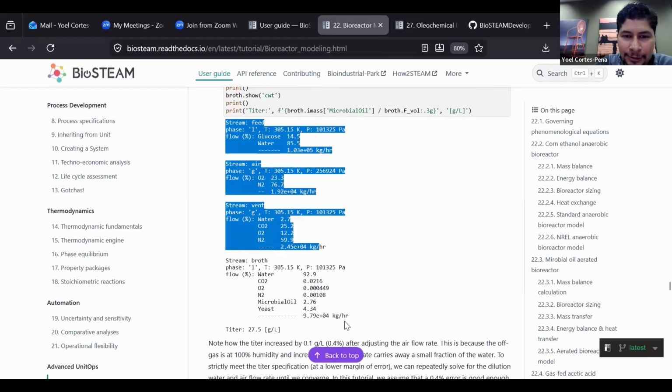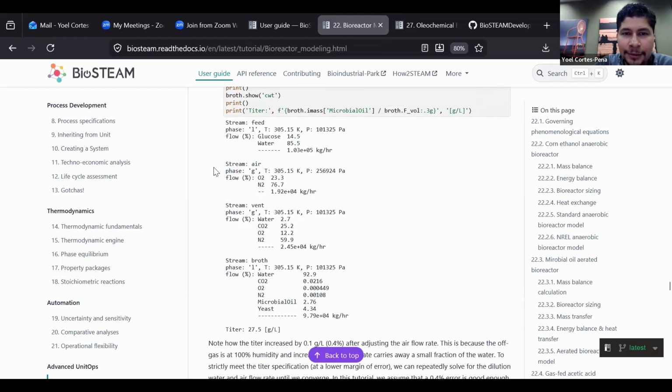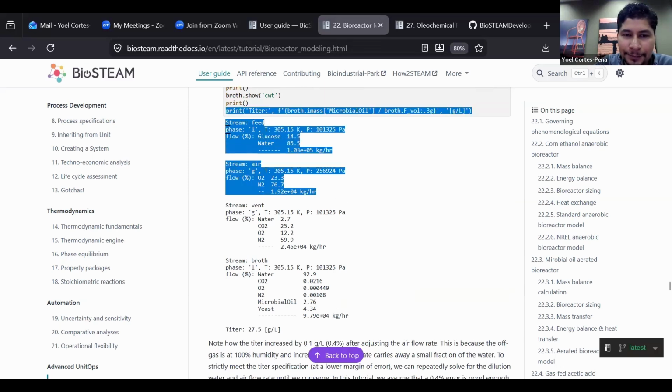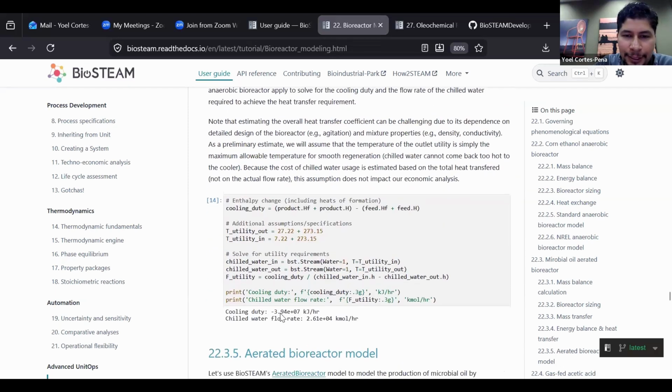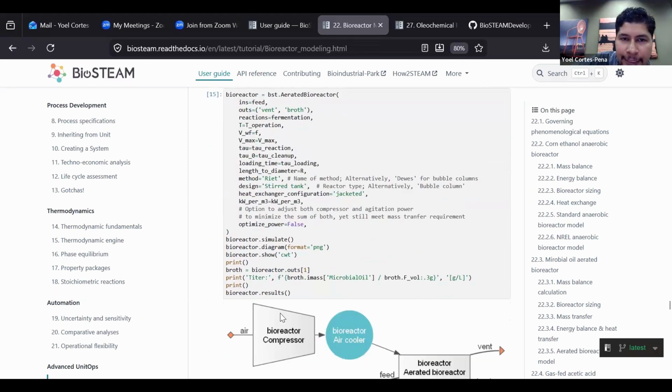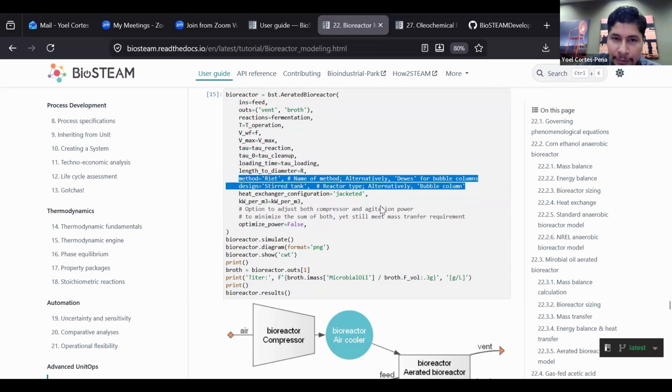And these are the results that we get for the vent and the broth, and these are our feeds that we require to meet the specific titer. So we achieve the correct titer. Heat transfer is very straightforward. Finally, here we're modeling our aerated bioreactor. So we include the reactions that we detailed previously, additional heuristics for the volume fraction within the bioreactor. What's our maximum volume, our reaction times, our loading time, length to diameter, and then the methods that we're using to solve for the mass transfer coefficient.